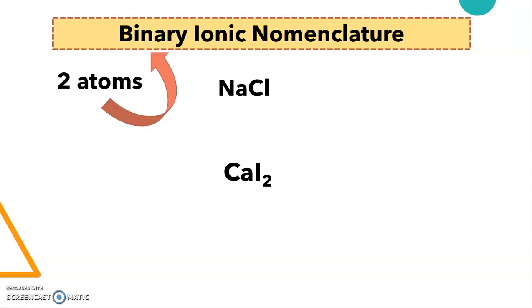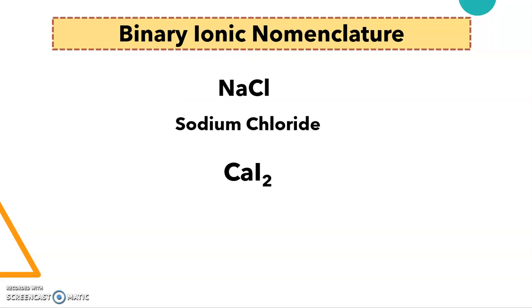Well, we should know that binary really means two. So binary ionic nomenclature means it's how we name molecules, or compounds really in this case, since they're not covalent. Covalent are called molecules. Ionic materials are called compounds. Binary compounds mean that they have only two types of atoms on the inside. Well, NaCl we know and love as sodium chloride, and CaI2 is named calcium iodide.